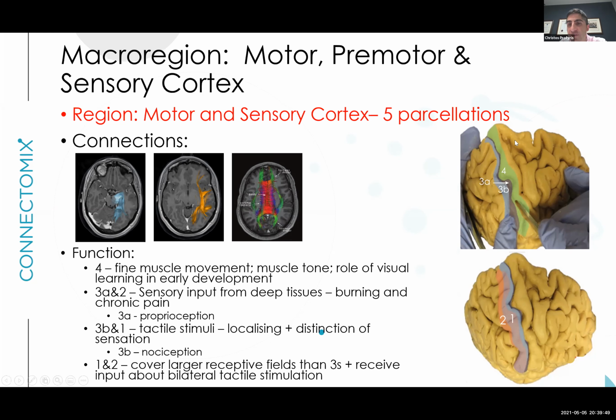So what does it do? Obviously 4 is the primary motor area, so fine control of muscles. Interestingly, 4 has a role in visual learning during early development. 3A and 2 have relevance in terms of sensory input from deep tissues, and 3B and 1 are important for localizing tactile stimuli. 1 and 2 have much larger receptor fields than 3A and 3B, and they also integrate information better bilaterally than 3A and 3B do.